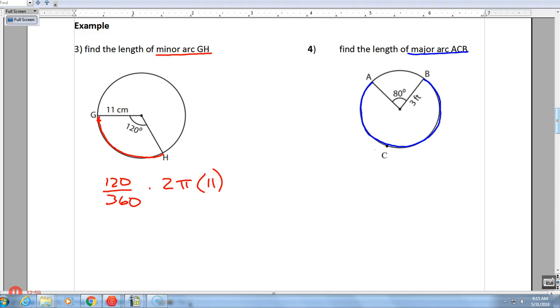The blue one, you may have to use subtraction because when you do out of 360, the blue represents 360 minus the 80 up above. So this is actually 280 degrees. They don't give you that, but you actually have to find that little piece. So this will be 280 out of 360 times 2 pi 3.